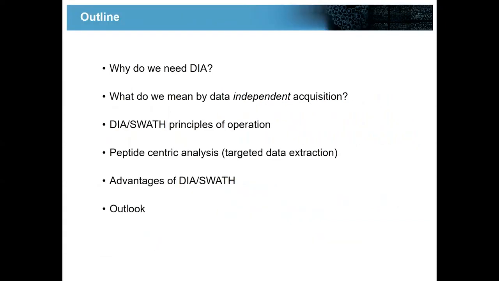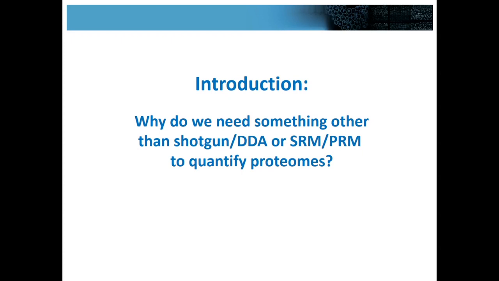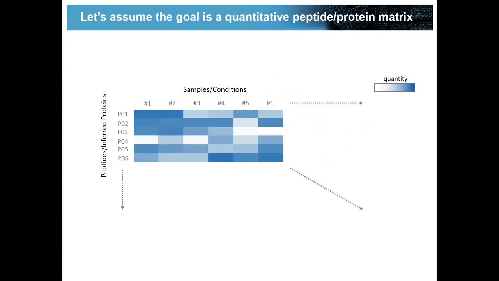So what I'd like to talk about essentially is why do we need DIA? Well, this is pretty much covered by Rudy already. I'll just gloss over this. What do we actually mean by data independent acquisition? And what are the principles of operation of the instrument? And also, what's the fundamental idea of how we analyze the data? And then we can take a look at what might be some advantages of DIA and maybe a little bit of outlook. So why do we need something other than DDA or SRM?